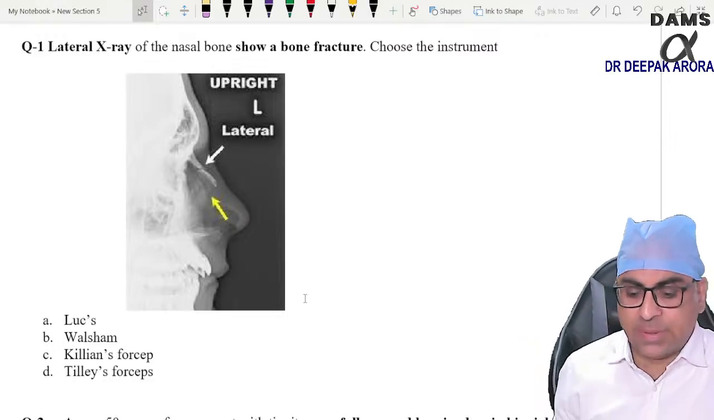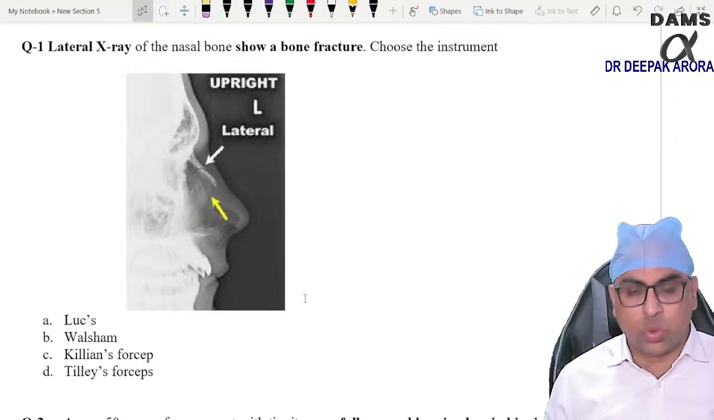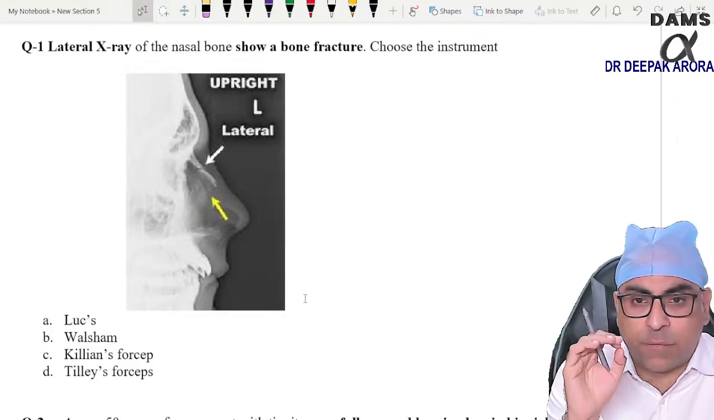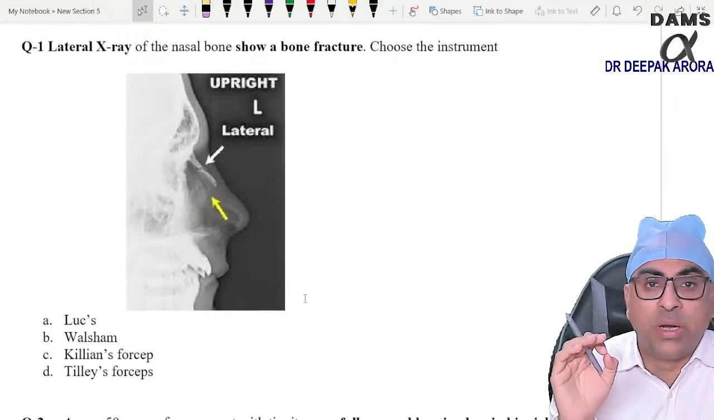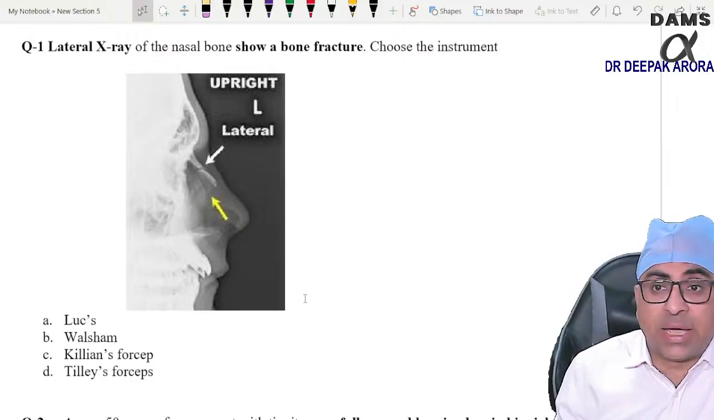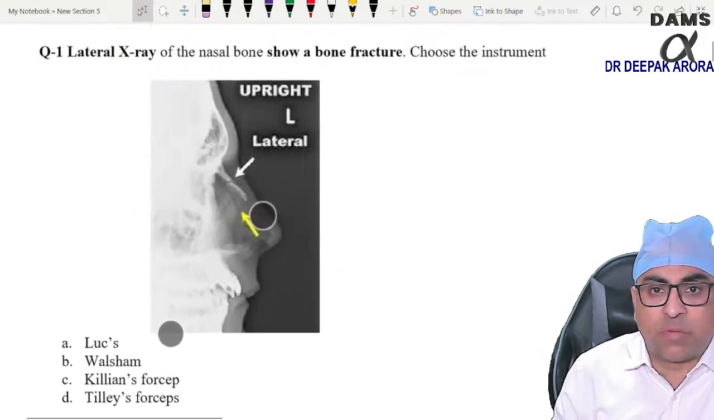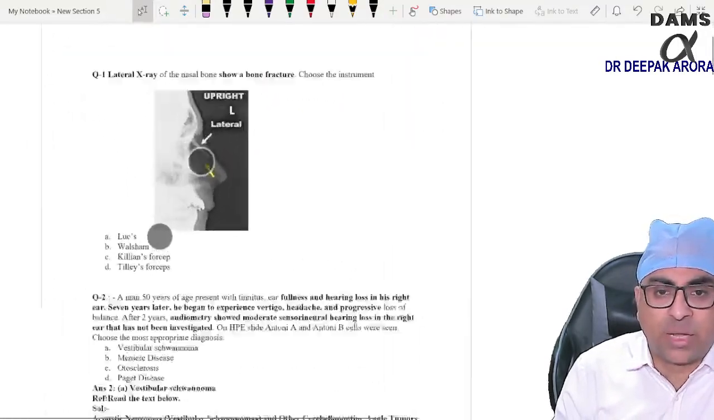Let's start. The first MCQ I have taken from rhinology. They have shown you a lateral view of the nasal bone, a lateral x-ray showing a nasal bone fracture, and they have asked you the instrument which we are using for this patient. So you tell me which instrument will be used among the given options.